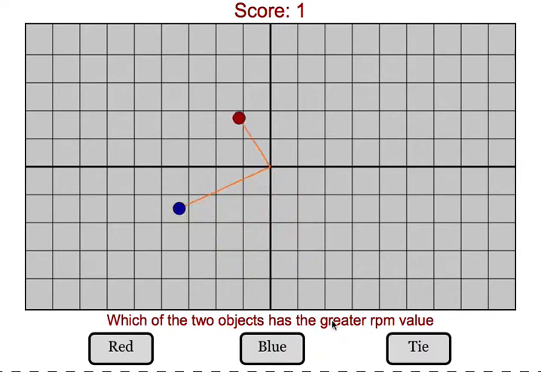Which of the two objects has a greater RPM? If you look at the angle between the two objects, you can see the angle is unchanging, which means the two objects are making the same number of revolutions per minute. They are staying synchronized.